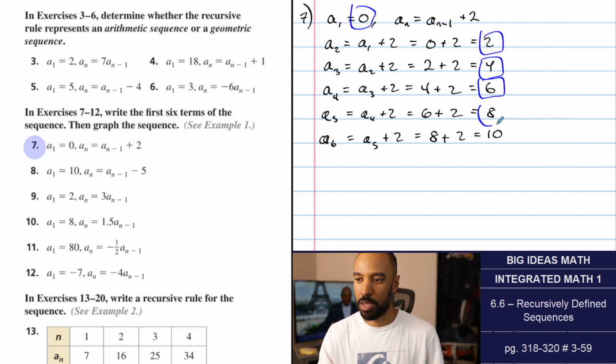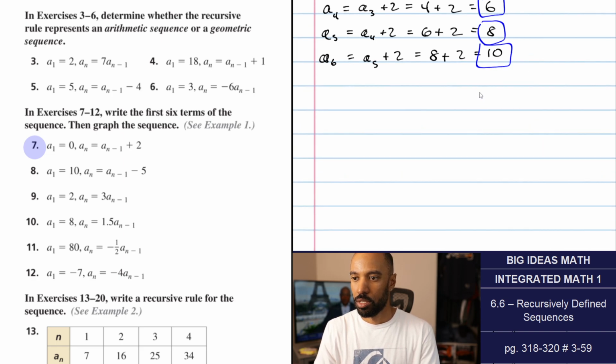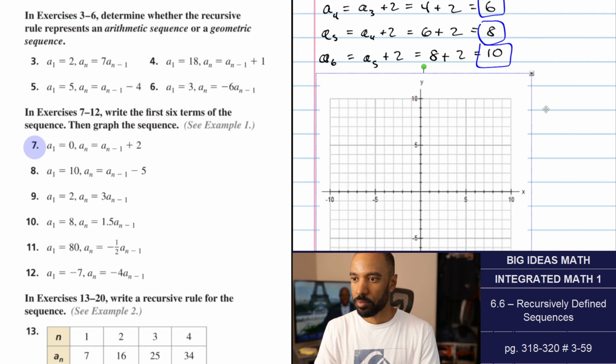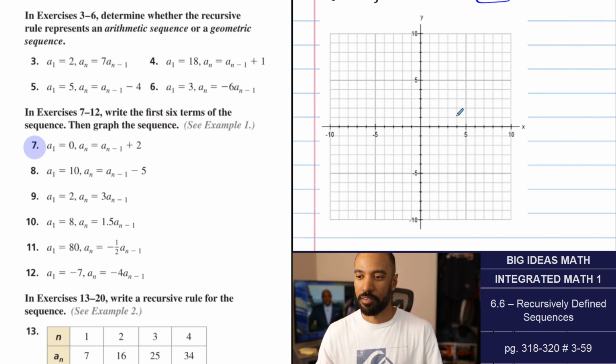We're going to go ahead and graph them. This can be easily graphed for this set. Let's see if it actually copied. It did. So 0, 2, 4, 6, 8, 10. Those are on 1, 2, 3, 4, 5, and 6.